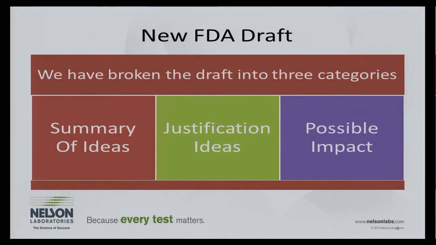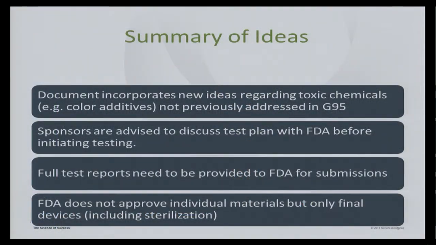So we're going to go ahead and go through the draft now as it stands, and just keep in mind that it's possible that some of these would change depending on the comments received by the FDA. So the first thing we're going to talk about is these summary of ideas. Remember, these are things that we've seen in responses from submissions, but we haven't seen them written down until now. The first one is this document incorporates new ideas regarding toxic chemicals, specifically colors, previously not addressed in G95.